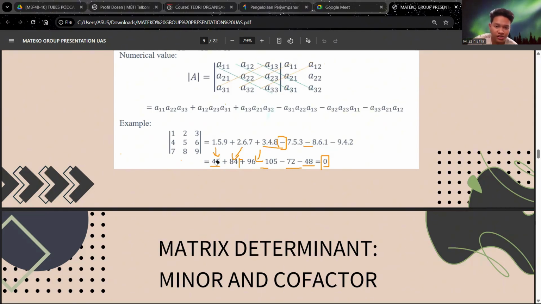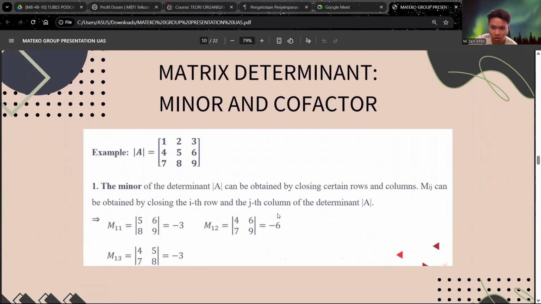Okay, we'll continue to the next lesson. So we have here matrix determinant, minor and cofactor. We have here the example, determinant A: 1, 2, 3, 4, 5, 6, 7, 8, 9. So what is the meaning of minor? The minor of determinant A can be obtained by closing certain rows and columns. Mij can be obtained by closing the ith row and the jth column of the determinant A. So we have an example here.